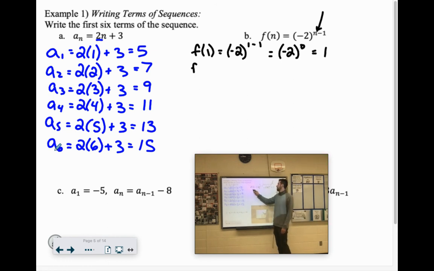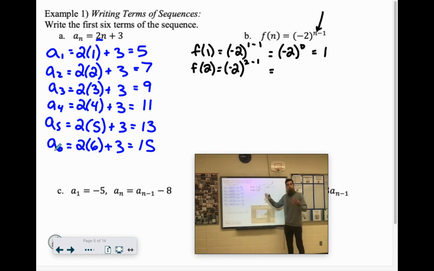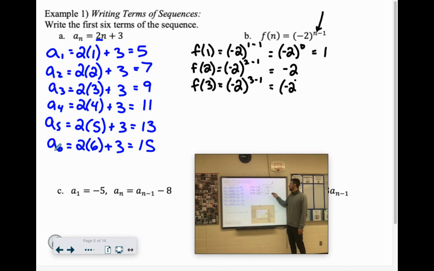So then let's try 2. Negative 2 to the 2 minus 1 power. Now, 2 minus 1 is 1, and negative 2 to the first power would equal negative 2. Then we do f of 3, negative 2 to 3 minus 1. 3 minus 1 is 2, so we have negative 2 to the second power, which will give us positive 4.